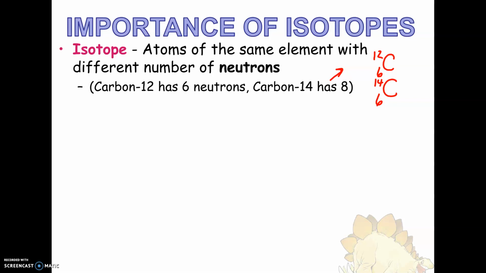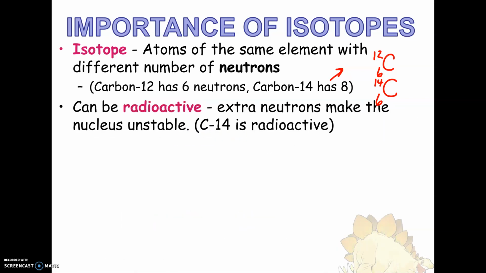Why do we care about isotopes in biology? Well, one of the reasons we care about them is specifically the radioactive ones. Whenever there are extra neutrons in the nucleus, it turns out that some isotopes, not all of them, but some, particularly the ones that have a lot of neutrons in the nucleus, are radioactive, which basically means they're unstable. Their nucleus is unstable, and over time they will break down.